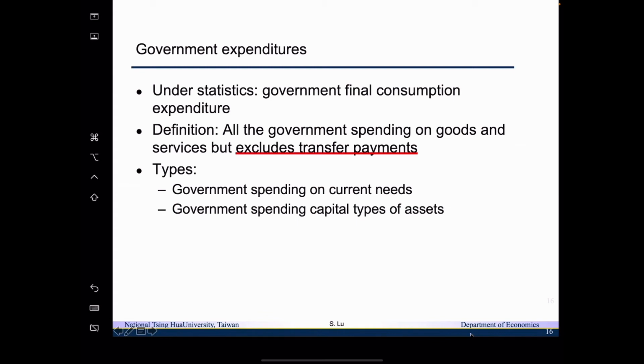So here, you need to know that we do not count all the government spending as government expenditure. The government spending on current needs and capital goods is counted as government expenditure. Other than that, the transfer payment and the payment for debt, especially the interest payment, do not count as government expenditure. So now let's move on to the next component of GDP, which is net exports.